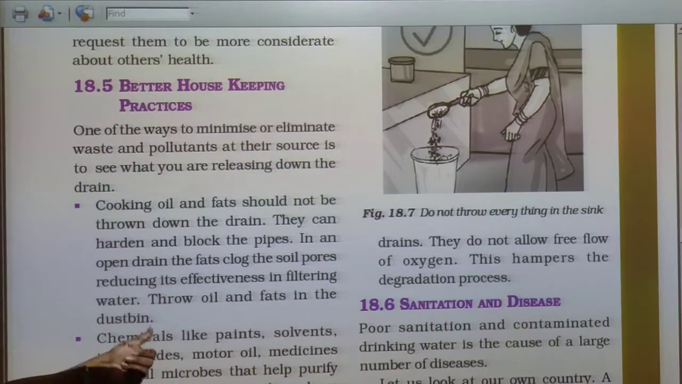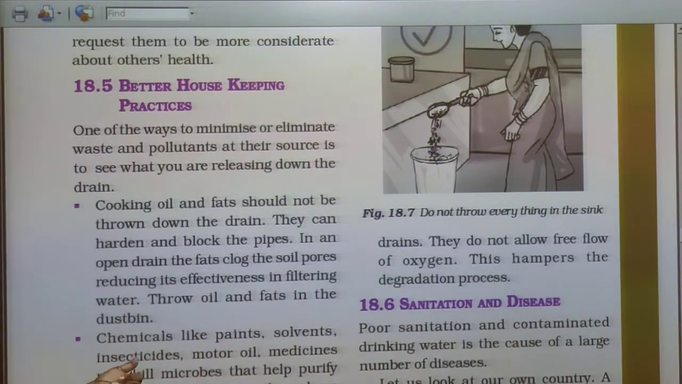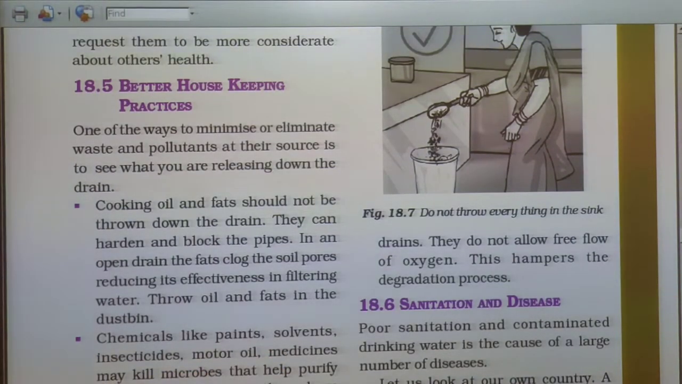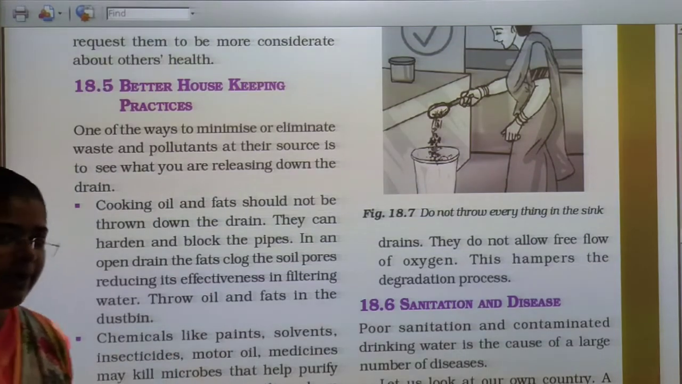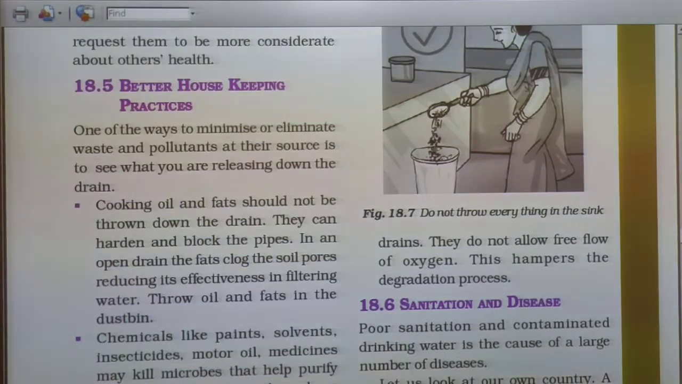Second point, chemicals like paints, insecticides, motor oil, and medicines may kill microbes that help purify water. So do not throw them down the drain. These types of chemicals kill the microbes that purify water. So do not throw them down the drain.